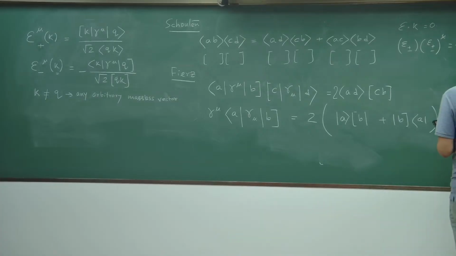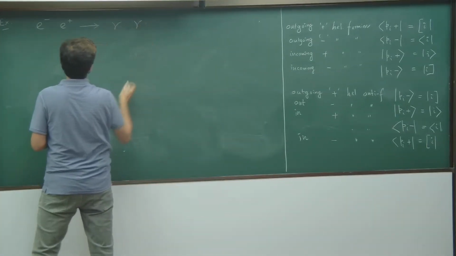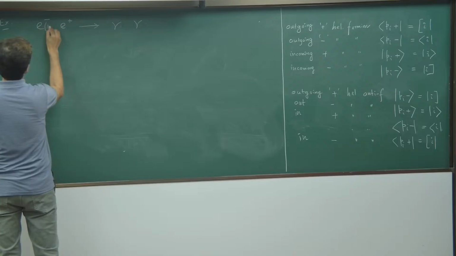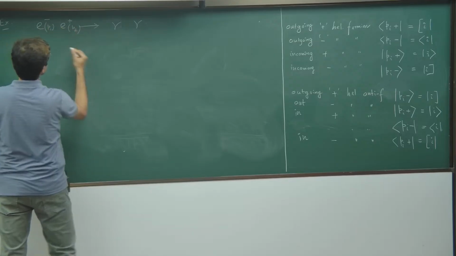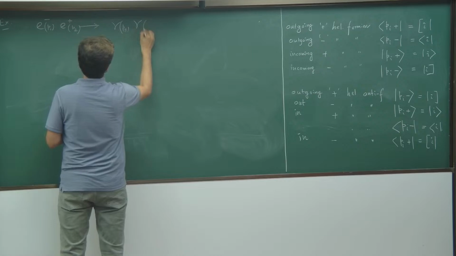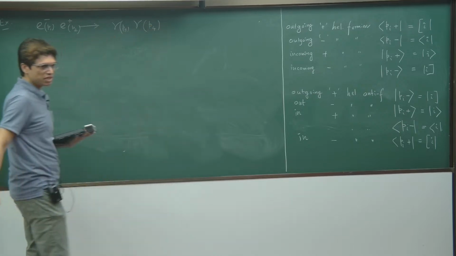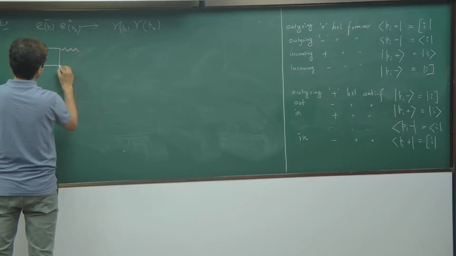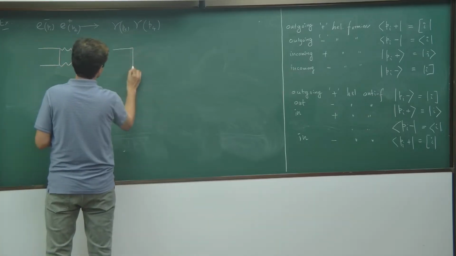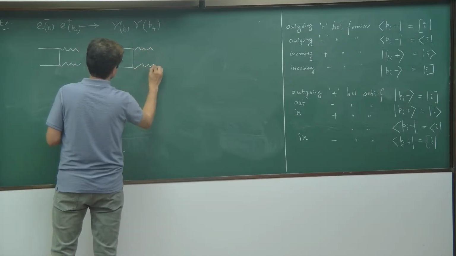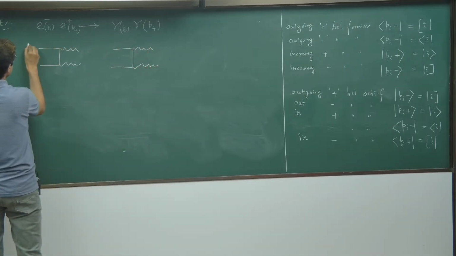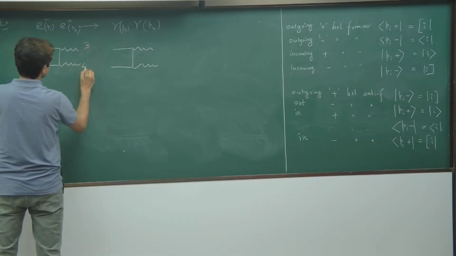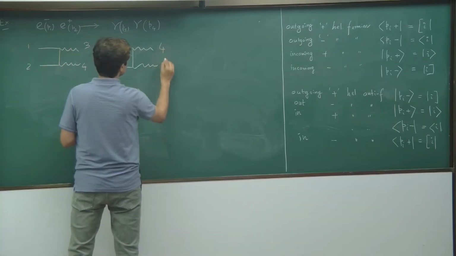Now the example I'll take is say e minus e plus going to photon photon. Suppose the momenta are P1, P2, P3, P4. Now I have two diagrams for this. This is 1, 2, 3, 4. This is 1, 2, 4, 3.